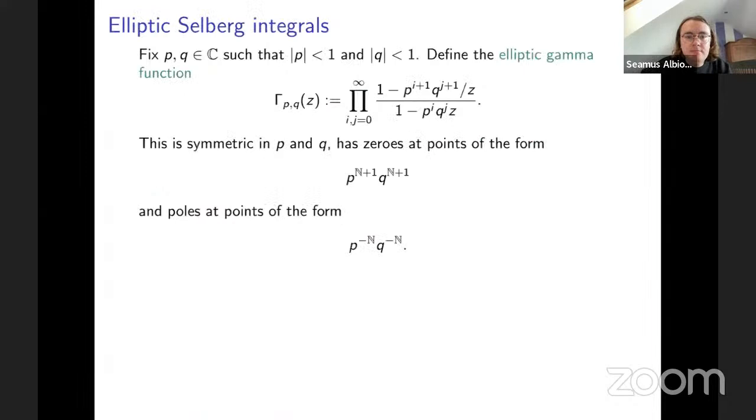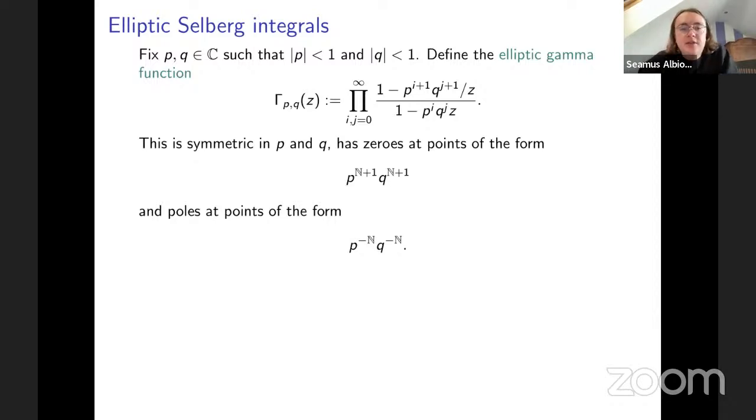Okay. So now I've told you about the classical stuff. Let's talk about the elliptic stuff. The goal of this section is just to tell you what the elliptic version of everything I've just explained to you is. I need some elliptic recipe. I've given you the classical recipe for the A_N Selberg integral. Now I need to give you the elliptic recipe.